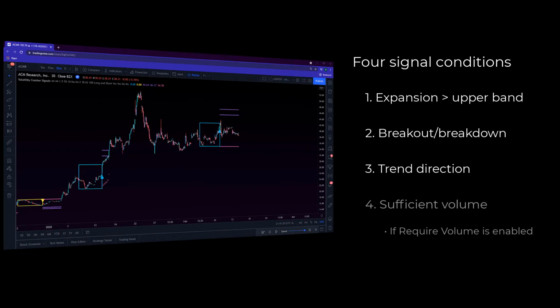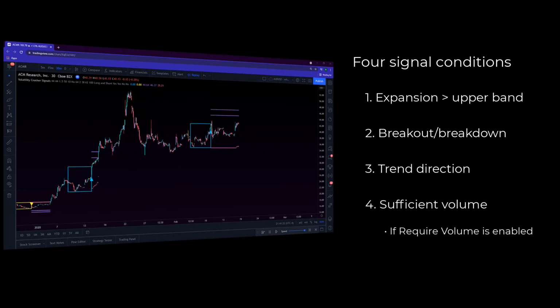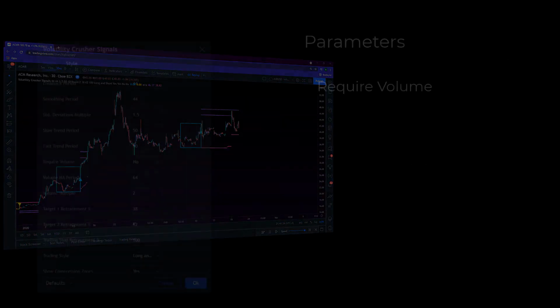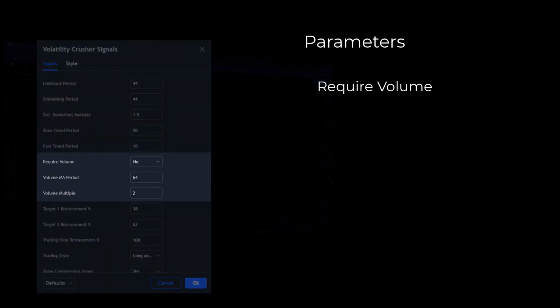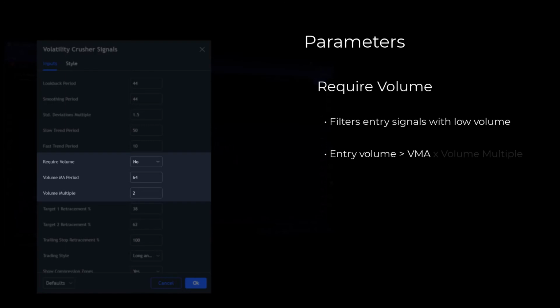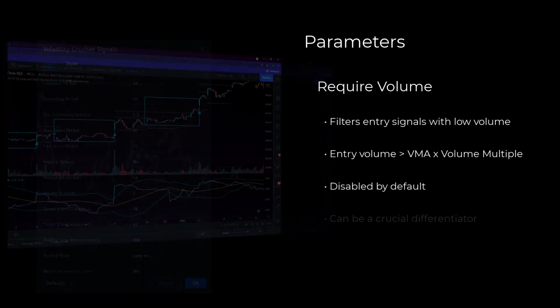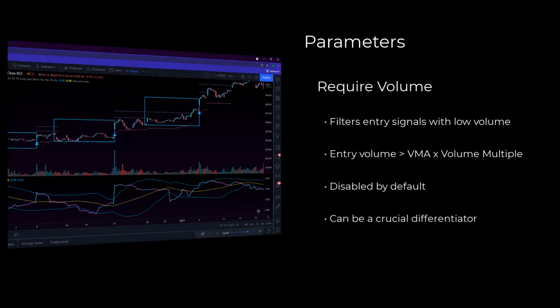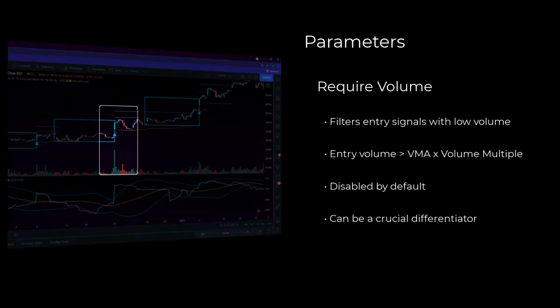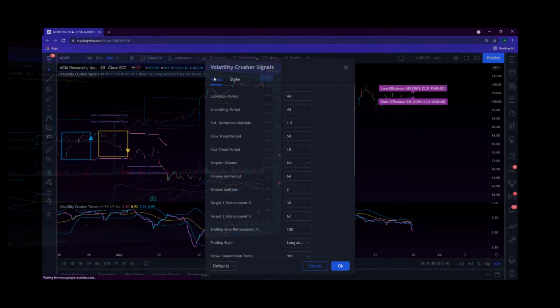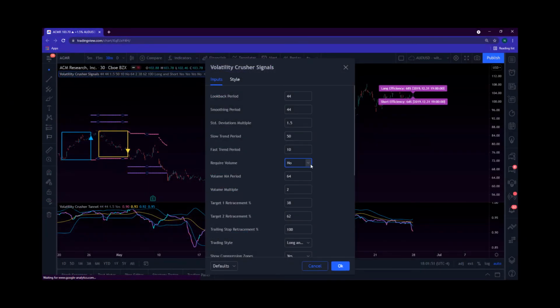Finally, the fourth condition is that the relative volume requirements need to be met. If require volume is enabled, then entry signals will only be triggered when the volume for the explosive bar is greater than the volume average by a factor of at least the volume multiple. By default, this requirement is disabled, but it can often really improve the quality of signals, especially on symbols where large spikes in volume are highly indicative of a powerful move or are generally unusual, like ACMR here.